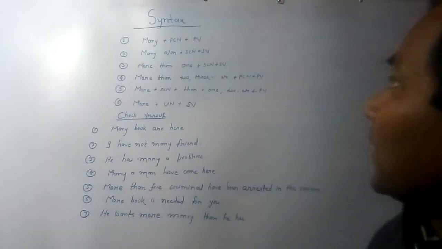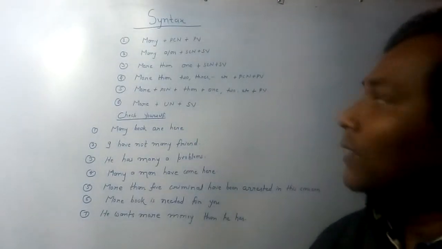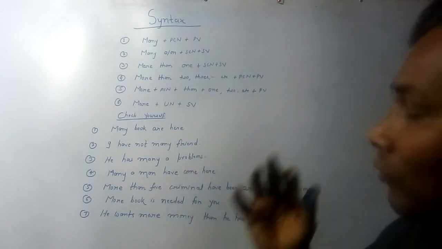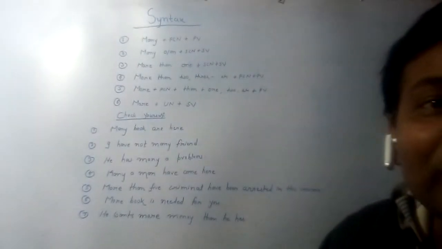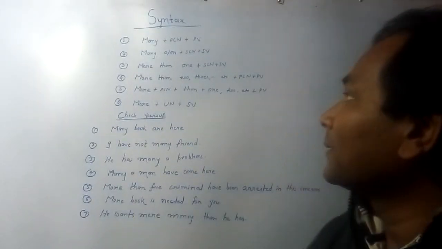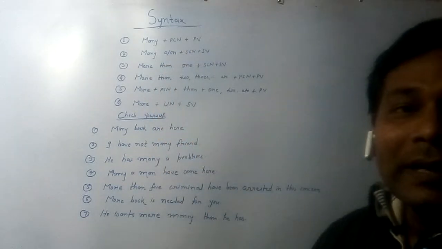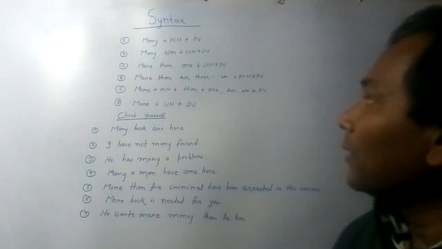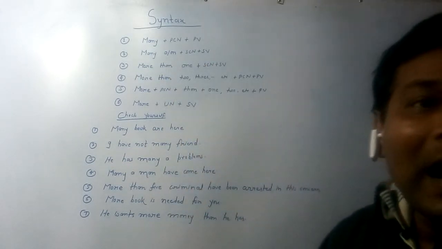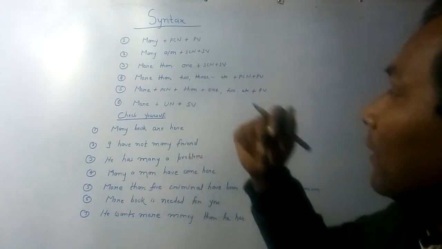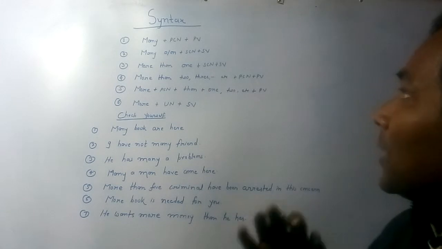Today I will discuss the next portion of syntax rules. Now you can see on the whiteboard, my dear viewers. I have already discussed some rules of syntax. So you can see here carefully. Here some structures are given. So you have to notice which type of structures are given. Okay. And let us see the first one: many plus PCN plus plural verb.